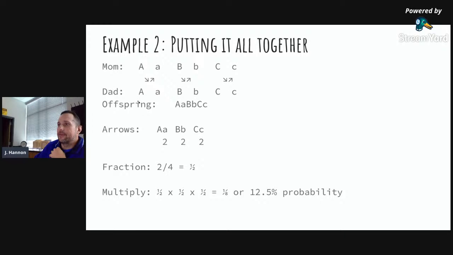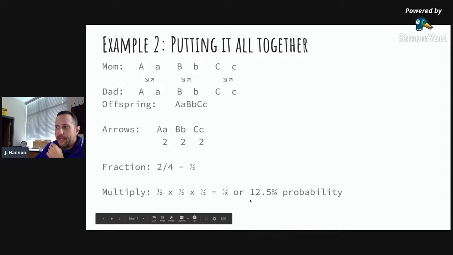So we have 2 arrows for each allele combination. For our fractions, each one of these will be 2/4, which is 1/2. So if we multiply 1/2 times 1/2 times 1/2, we get 1/8. 1 divided by 8 is 12.5% probability. A heterozygous mom and a heterozygous dad have a 12.5% chance of producing a heterozygous child.